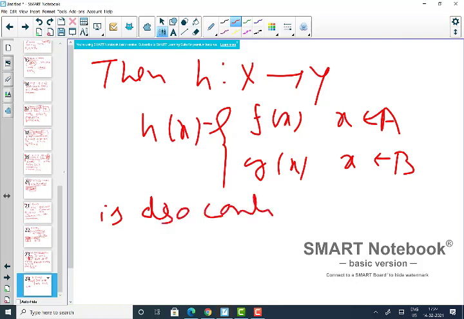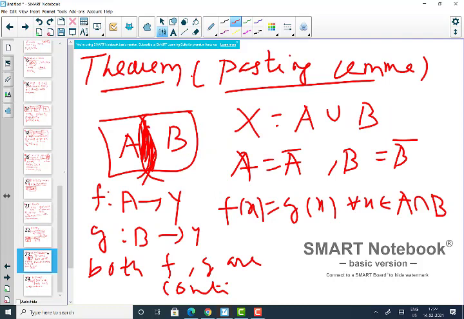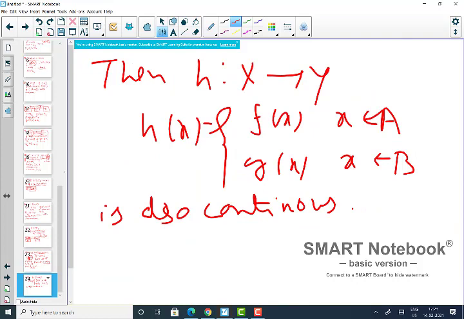And that's why we call it a pasting lemma. So that means I am pasting two functions to make a new function. Kind of like when you tear some pages, you paste them by glue, and this is the glue here. That intersection portion is the glue, the common portion where you made the glue. And the proof is also simple.